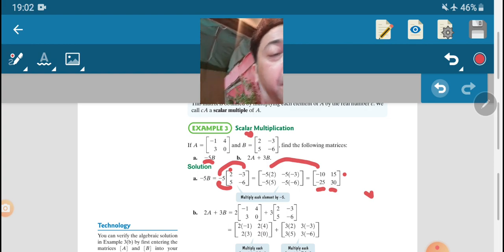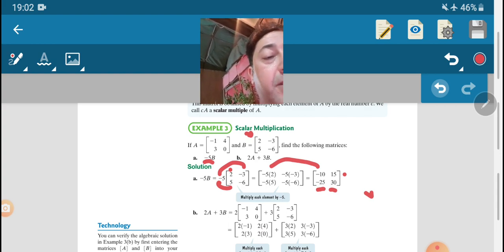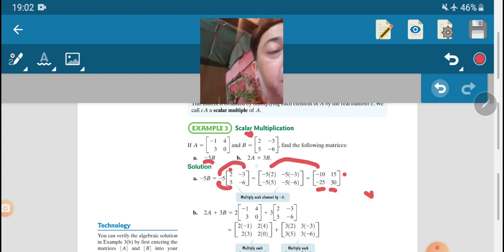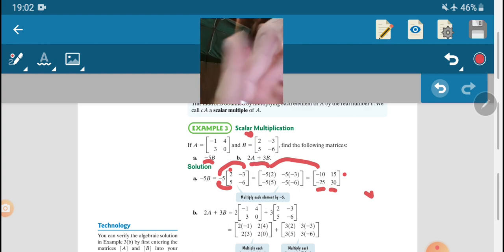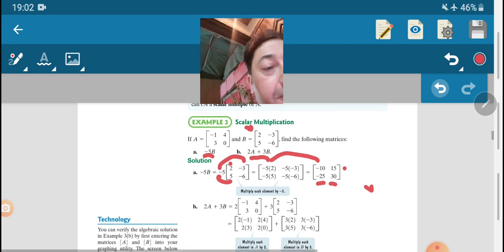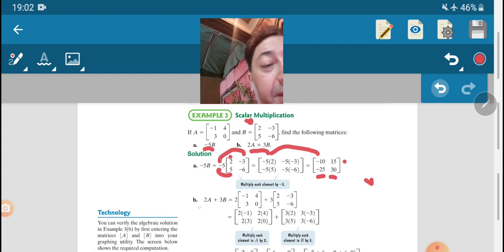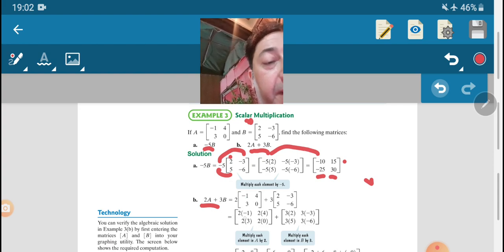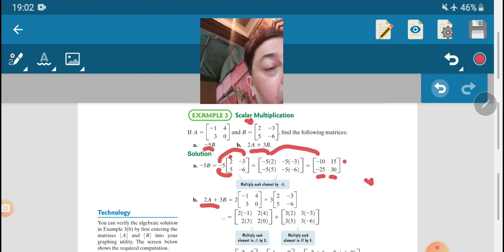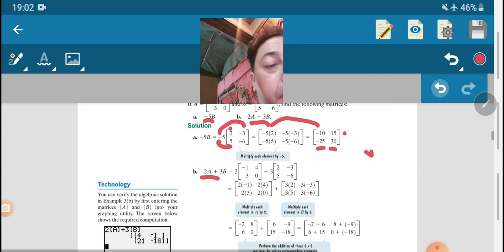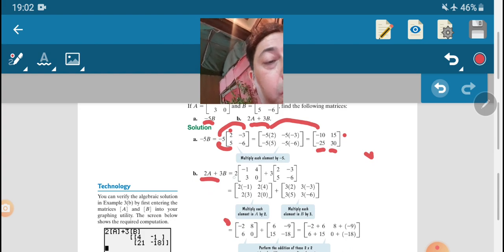How to determine 2A plus 3B? We have three missions. The first mission is to double A. The second mission is to triple B. The third mission is to add, as in the previous lesson. So 2A: multiply 2 by each number here. It becomes 2 by negative 1, negative 2. 2 by 4, 8. 2 by 3, 6. 2 by 0, 0.